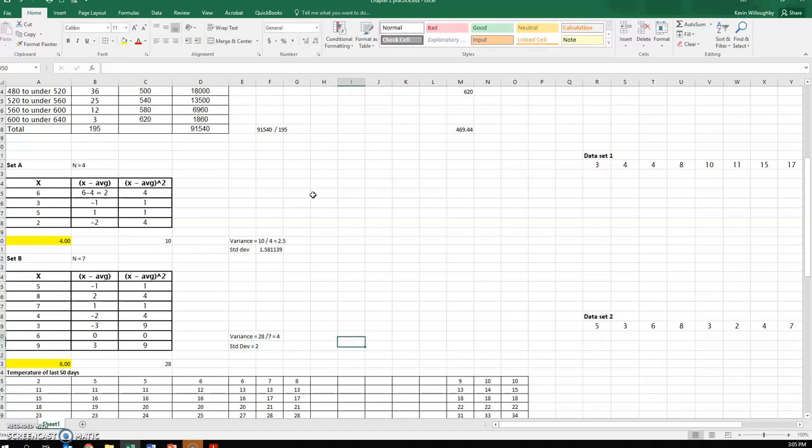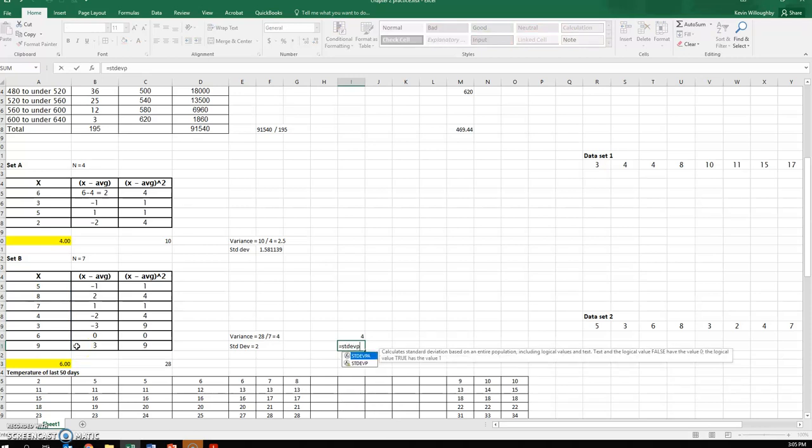So when you're doing this work, you can also use these functions, VARP, and this is something that is in one of the lab exercises. We can use Excel to help us find the answer. So VARP bracket, highlight all the X's, and we get a value of 4. We can do the same thing with this function, STDEVP bracket, highlight all the data, and we get a standard deviation of 2.